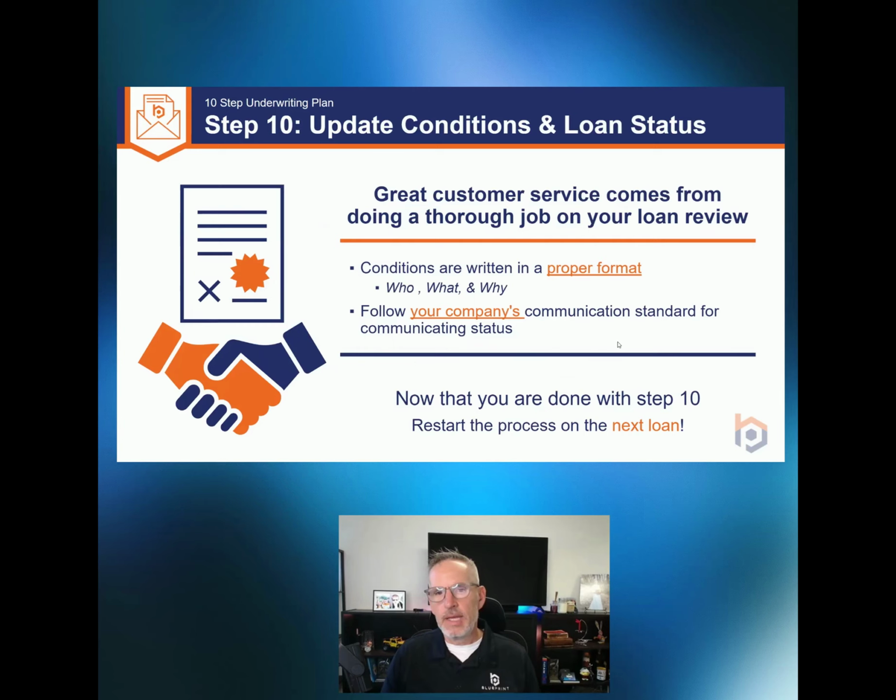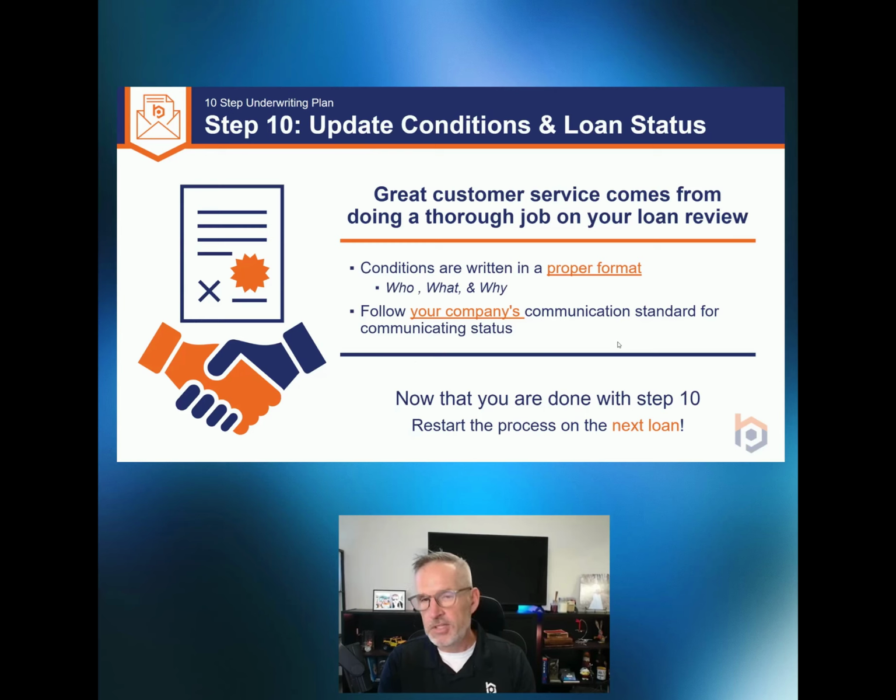Now, the last step is to update conditions and loan status. This one seems pretty simple, makes sense. Well, Mike, why are you covering it? Here's what I've noticed: this is where, again, written procedures matter, about what to do and how to communicate to people. Hey, your loan's approved, your loan's declined, your loan's ready to go, that kind of thing.